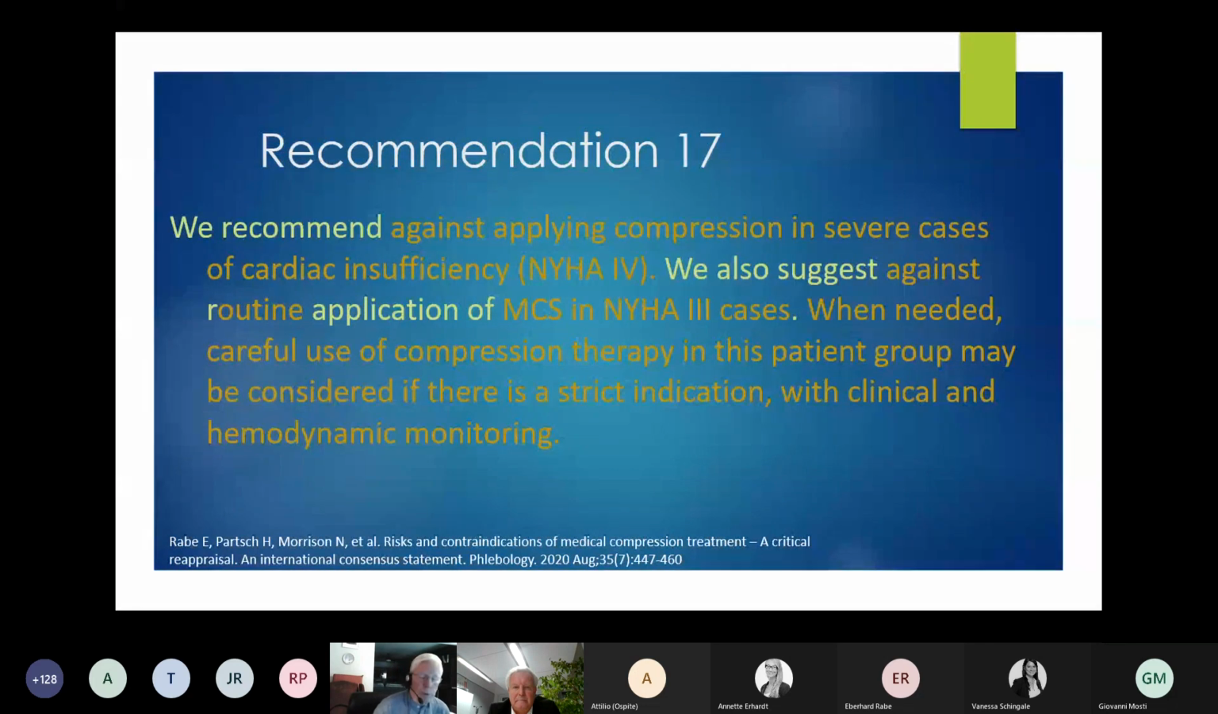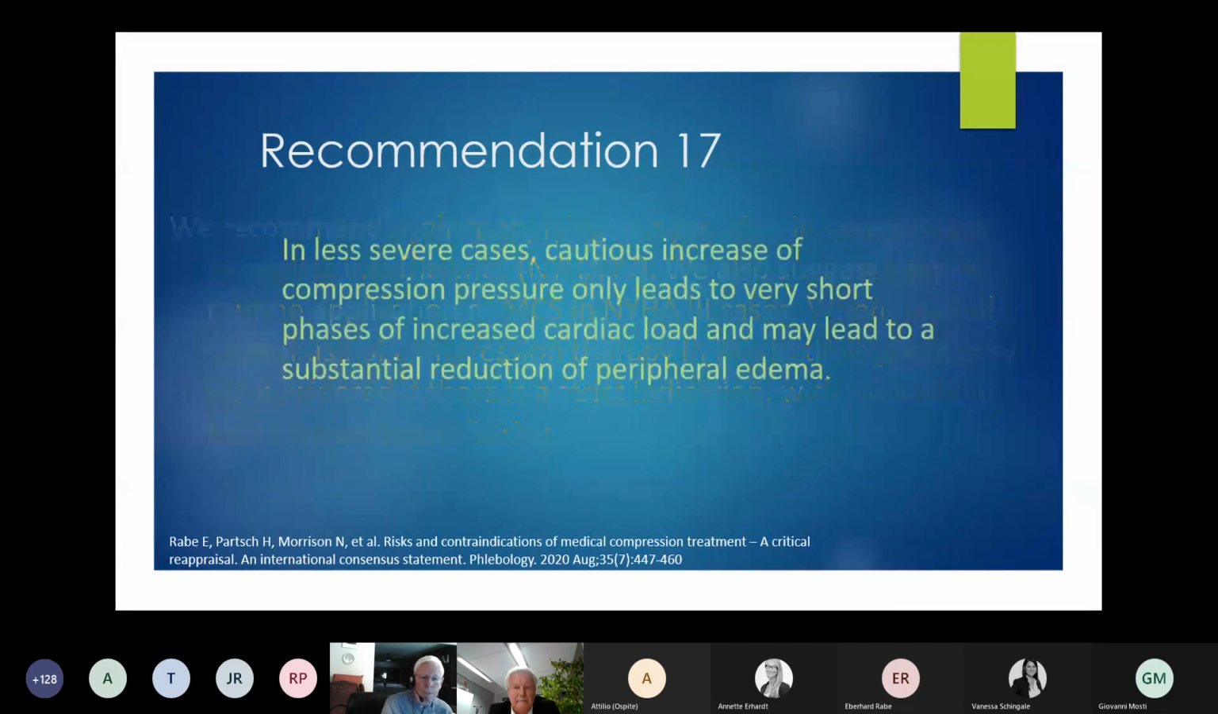And with respect to those patients with congestive heart failure, in those patients who have stage 4 congestive heart failure, this is an absolute contraindication to compression. In the patient who has stage 3, so less severe, we can use compression as long as that patient absolutely requires the compression and they are clinically and hemodynamically monitored. So this essentially means inpatient monitoring. In less severe cases, the compression only leads to very short phases of increased cardiac load and may lead to a substantial reduction of peripheral edema, as we have seen in the previous presentations.